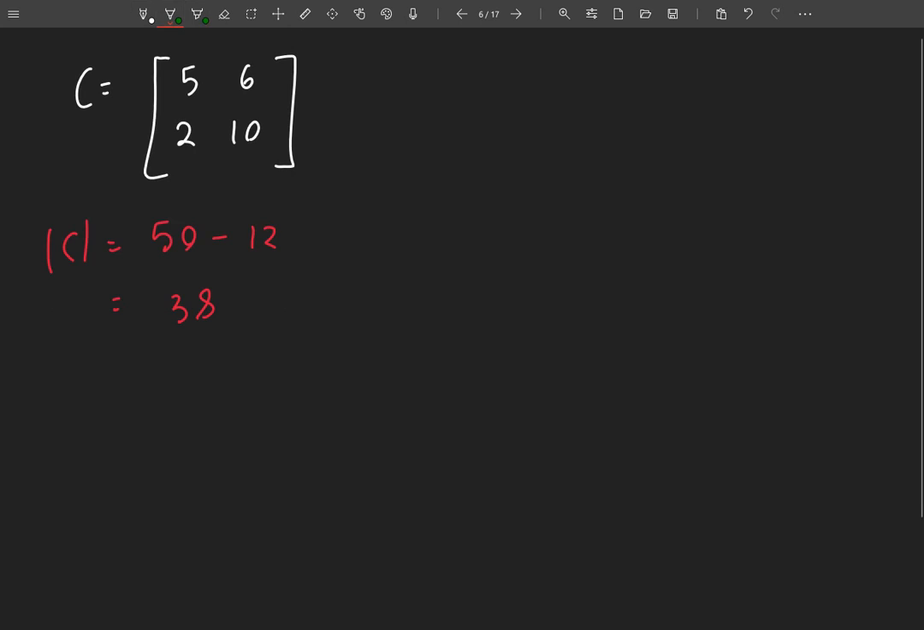Now I'm going to go over here. Let's use a different color. The inverse of C is equal to 1 over 38 times this new matrix, which we are going to get from the original. We're going to swap 10 and 5, and then we're going to make this negative and make this negative, because we're swapping the signs. Now we're going to multiply through. So now I have 10 over 38, -6 over 38, 2 over 38, that's negative, right? And then 5 over 38.